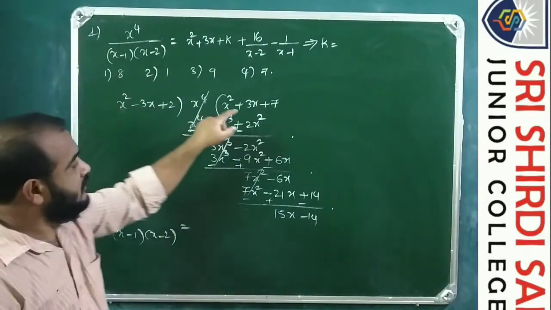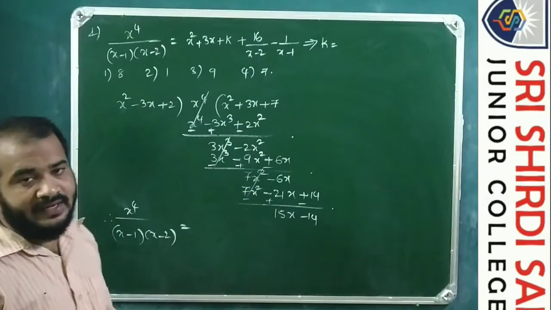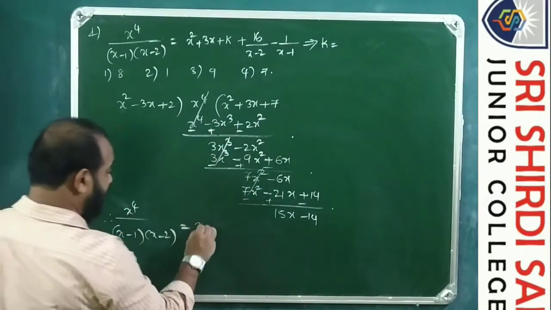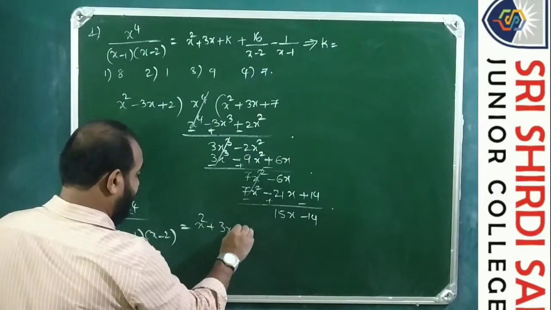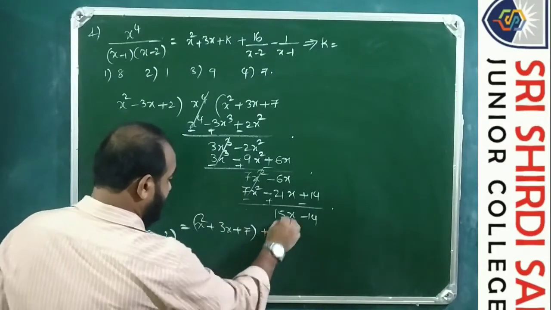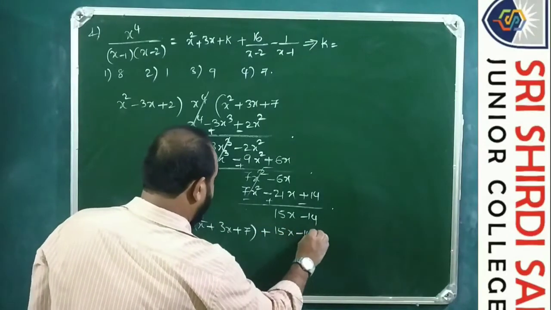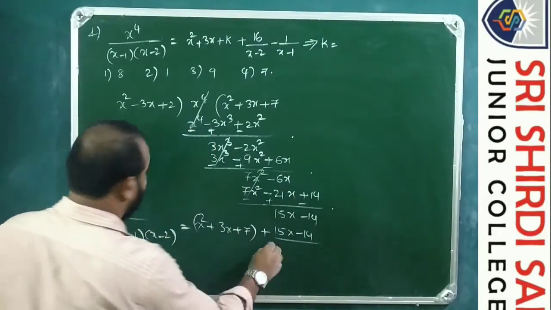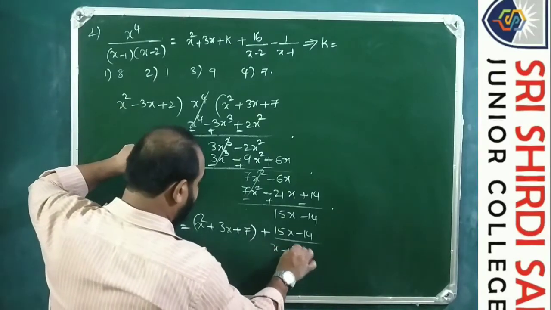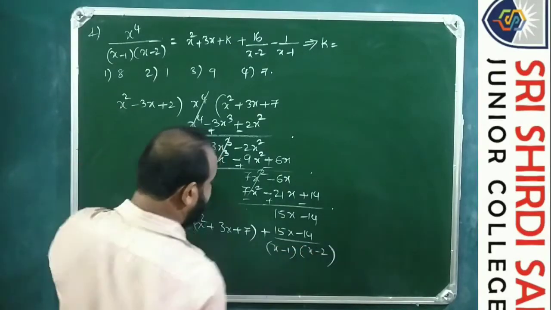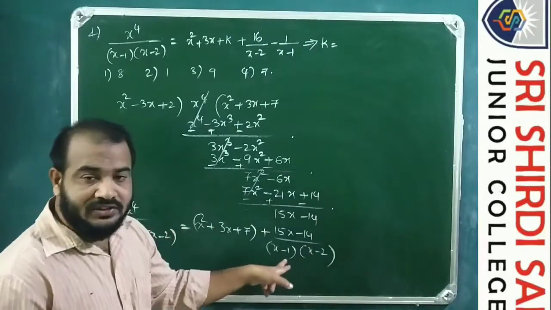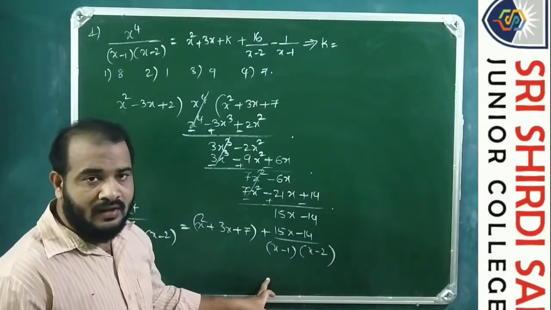so q plus r by d. So the quotient is x square plus 3x plus 7 plus 15x minus 14 by x square minus 3x plus 2, that is x minus 1 into x minus 2. This is a proper fraction, therefore partial fraction can be applied.